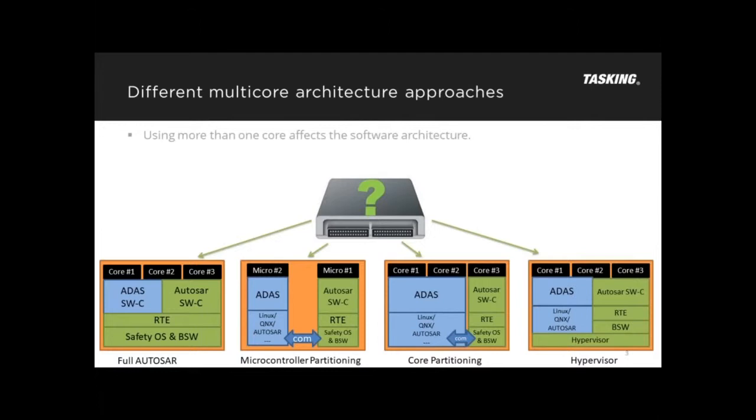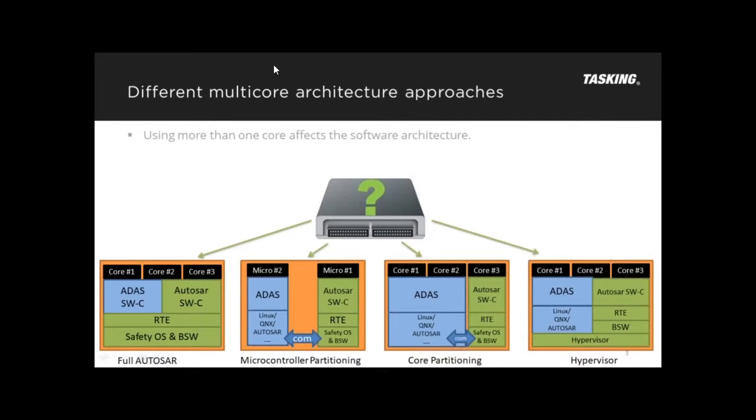So when it comes to the multi-core architectural approaches, basically the system architects are very creative in this area. You have more than one core, and you have software, and you have to map these software components and the real-time operating system and different software components on the hardware.